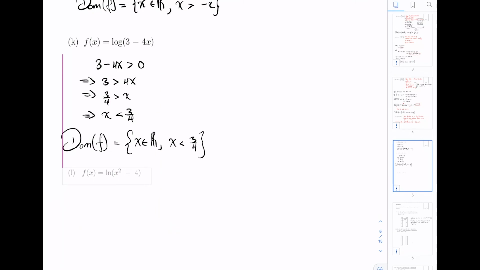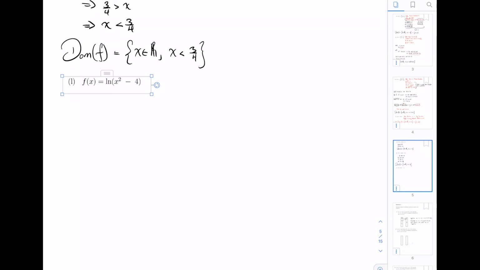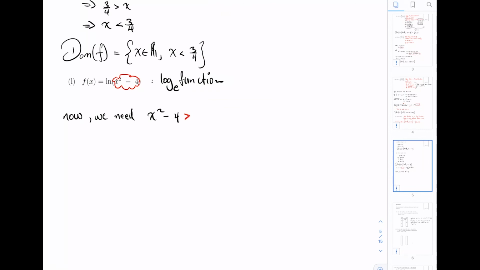Okay, and I think this function here is our last function before we jump right into question number 2. So here, this is also a log function. ln is another way of representing the log function. So we want to say that is log base e, but it doesn't change what we're about to do. So we need x squared minus 4, because that's the parameter that's inside of the log function. So whatever is inside of the function, we take that and we try to solve it for that greater than 0.